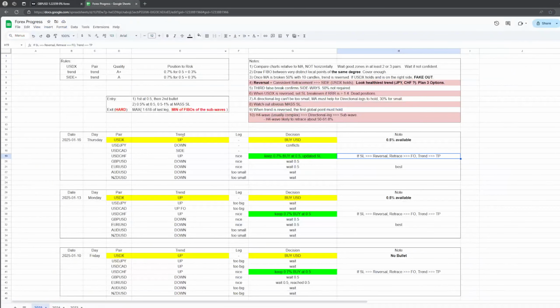So let's write it down. Pound USD, trend is down, leg size is nice, and our decision is to wait for the 50% retracement.